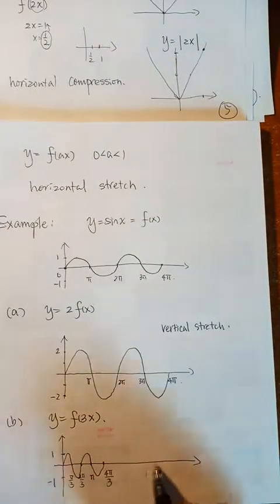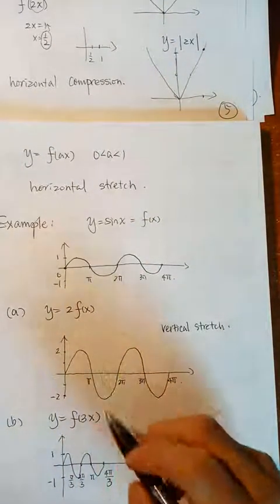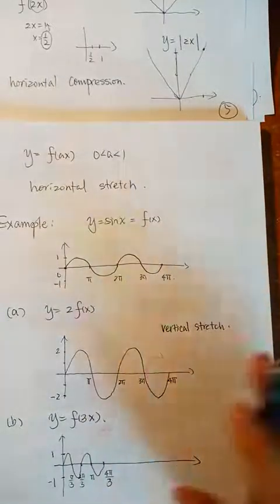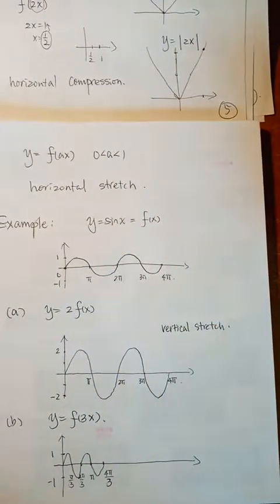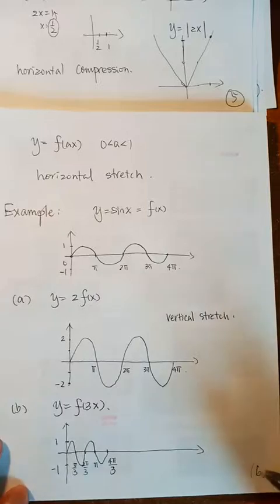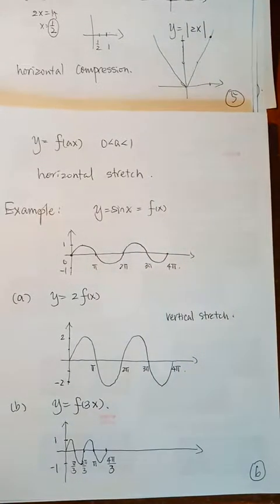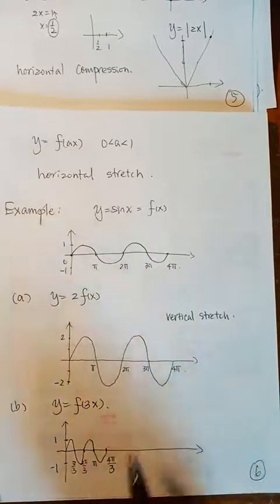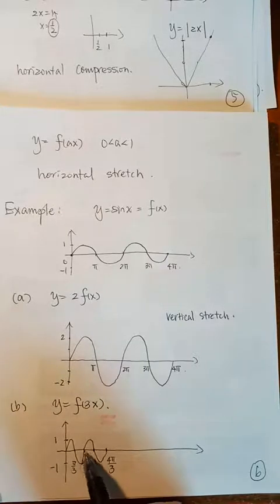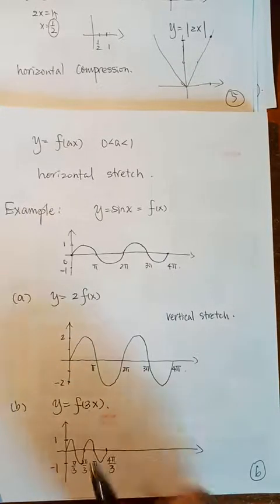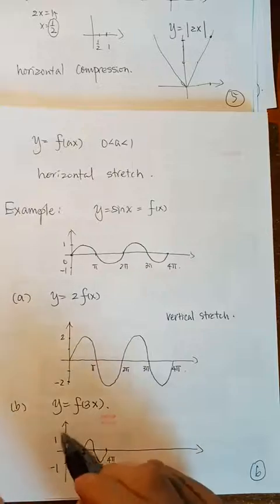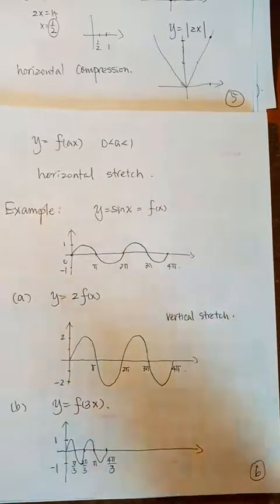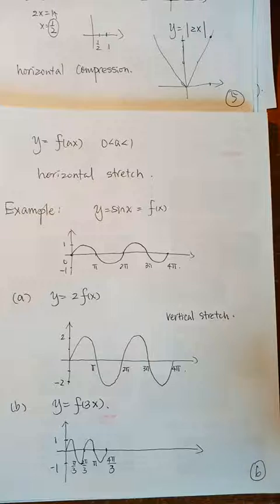Because for any number bigger than 4 pi over 3, times 3 is greater than 4 pi. 4 pi is undefined based on our condition. Okay, so how do we sketch the graph? We just try to label some special points and get the corresponding points on the new coordinate system, and then we reproduce the similar curve, and that's the new graph.